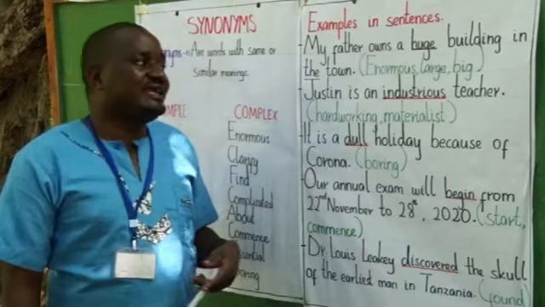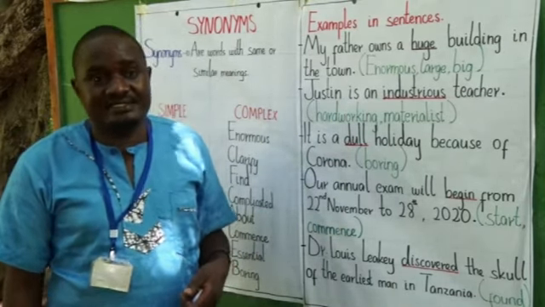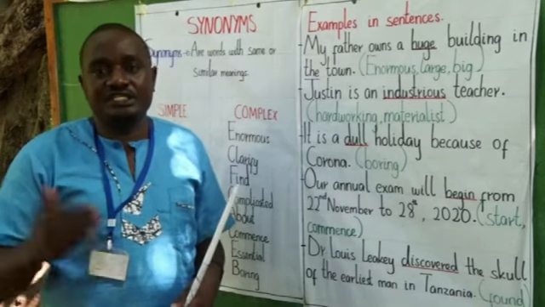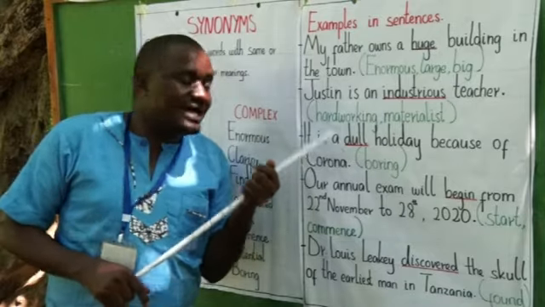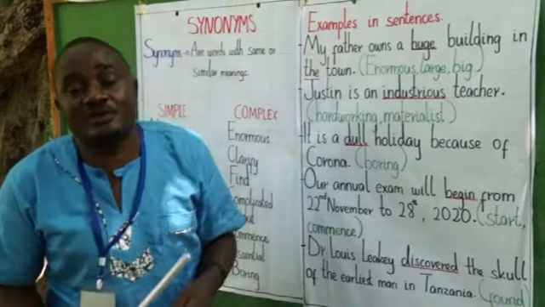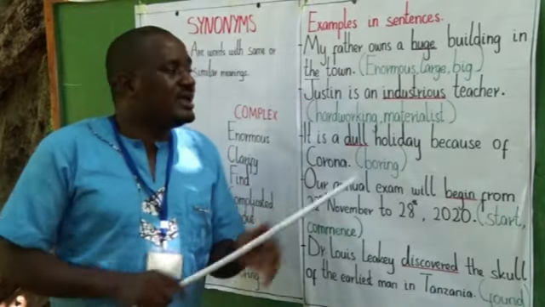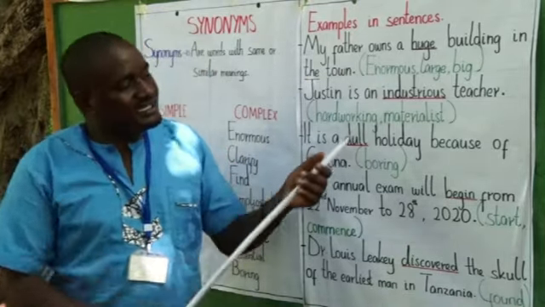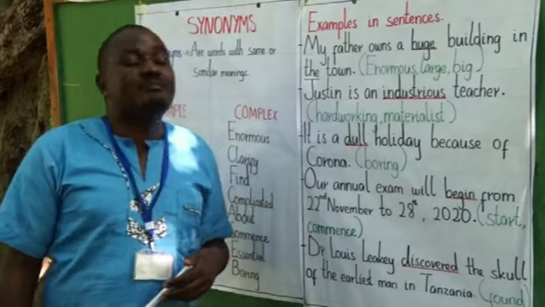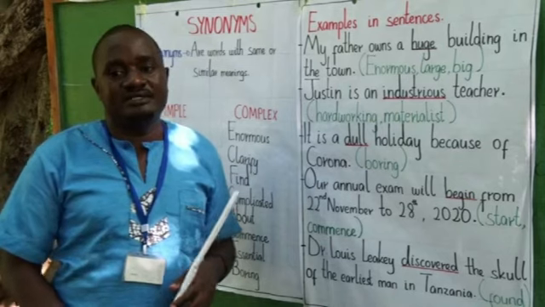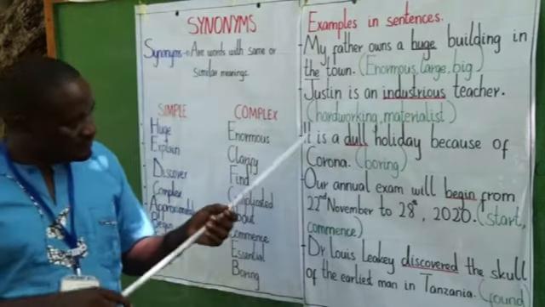Justin is an industrious teacher. Or you can say David is an industrious boy in the class. That means Justin is a hardworking teacher, or David is a hardworking boy. The word industrious can have the same meaning as the word hardworking or materialist. When you are a materialist, it means you are a hardworking person.